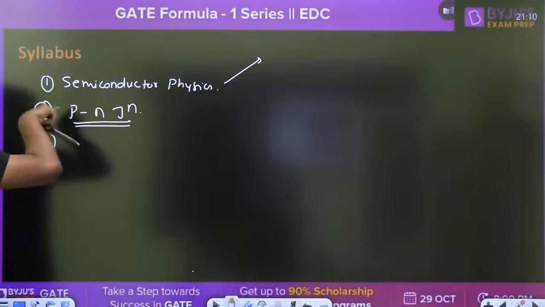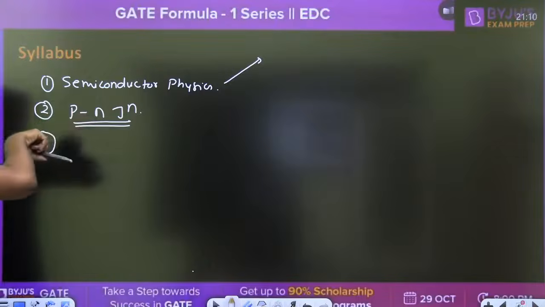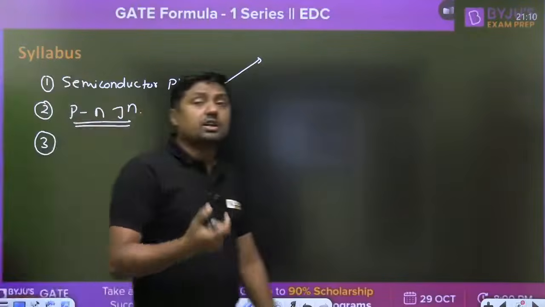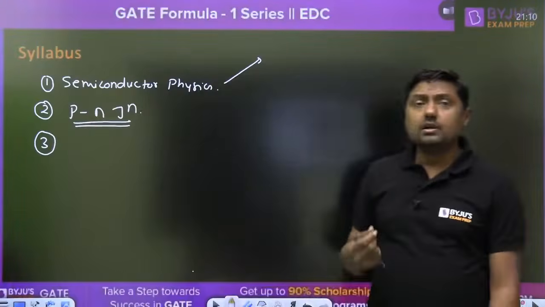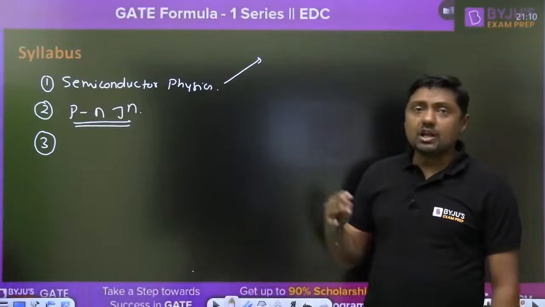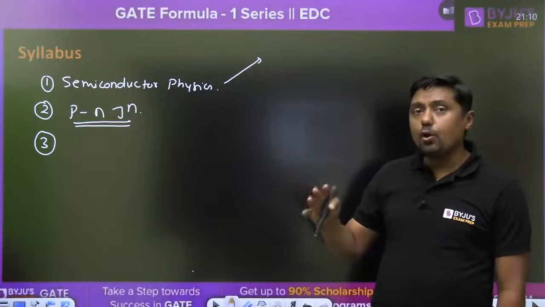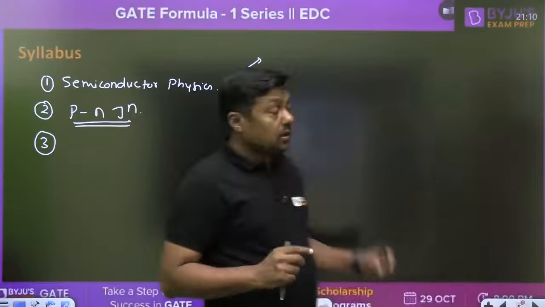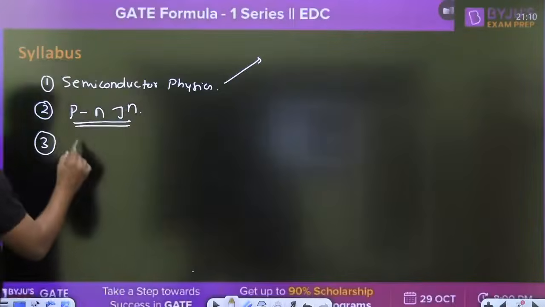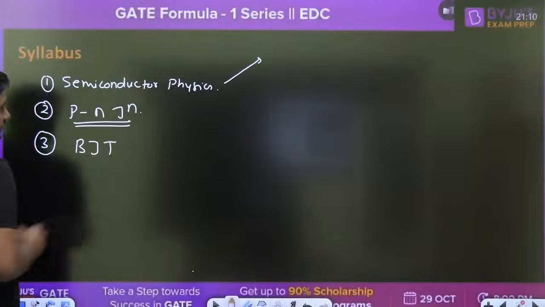Now again in p-n junction we will discuss switching times, that is reverse recovery time and forward recovery time, storage time, transition time, that is called diode switching time. After that BJT, bipolar junction transistor.